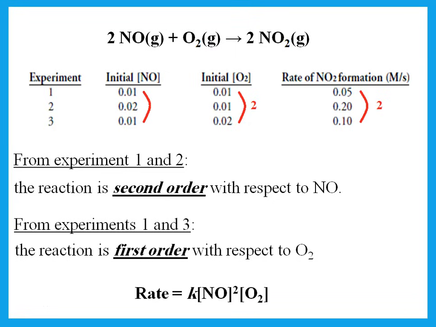And that means if he says write the rate equation, we say rate is equal to K into NO is second order, so that means concentration of NO to the power 2. O2 is first order, that means concentration of O2 to the power 1, and of course we don't write the 1.